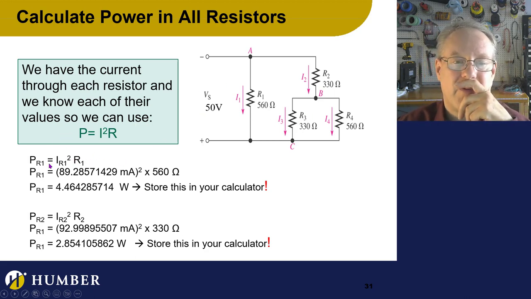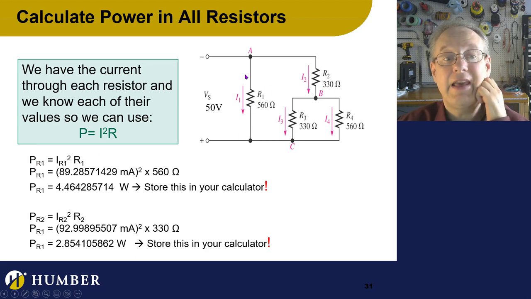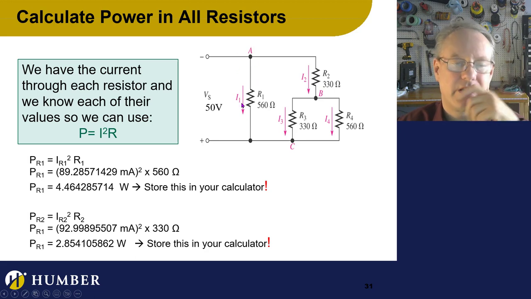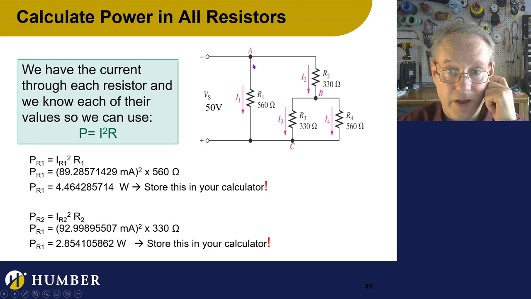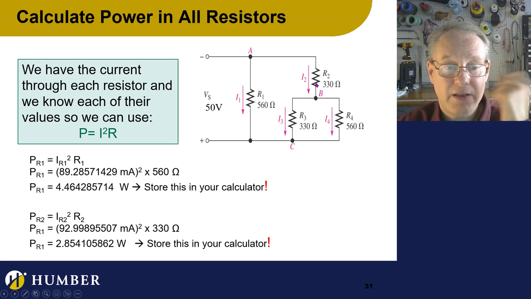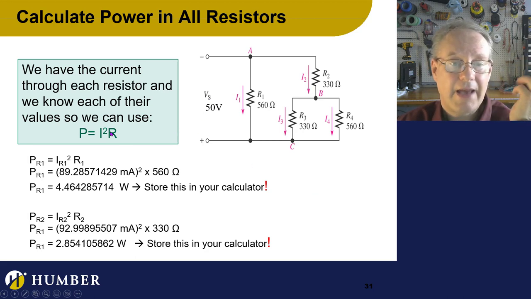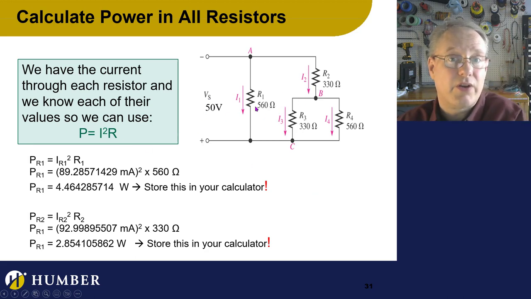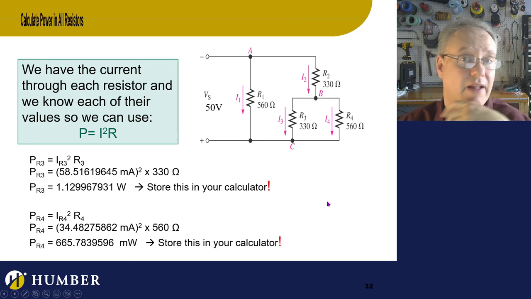In this case, what I want to know is the power of R1. There are so many different ways to do this, but essentially I'm going to find the current through R1, and if I know the resistance, then I can easily do that. And how do I calculate the current through here? I just use Ohm's law. And for the power of R2, I find the current going through here, and I know the value, and that's that. So I can use this formula as long as I know the current going through something and I know the resistance of that thing.